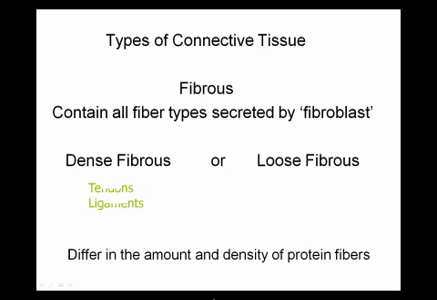We would find dense fibrous connective tissue in areas such as tendons and ligaments, where we need a lot of density, we need a lot of strength. Also, the dermis that underlies the skin is dense fibrous connective tissue. And loose fibrous connective tissue is very widespread throughout the body, and its role is to form a thin supportive sheet, primarily just beneath epithelial tissues.